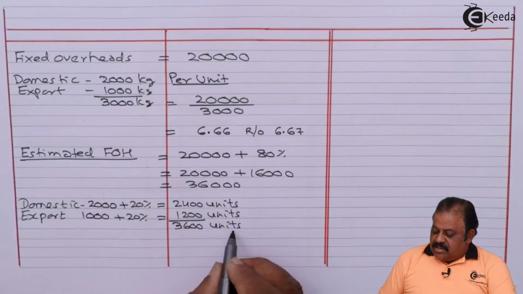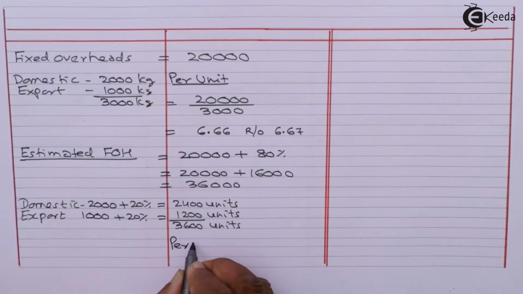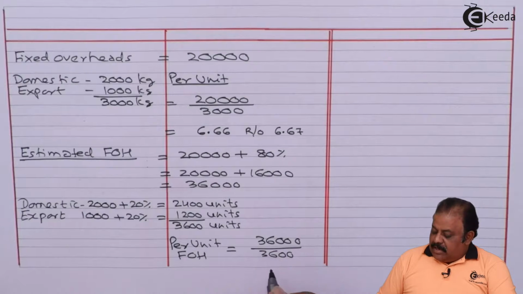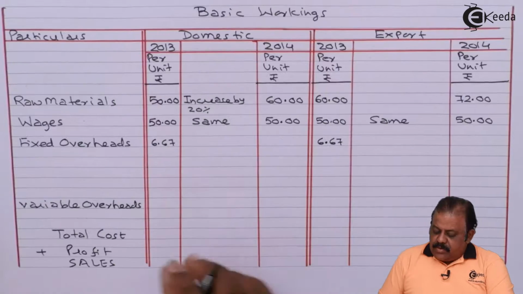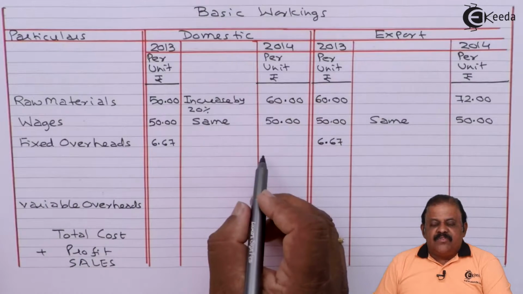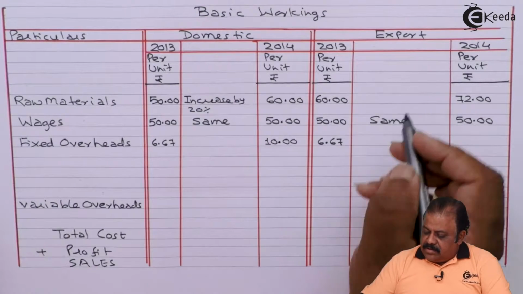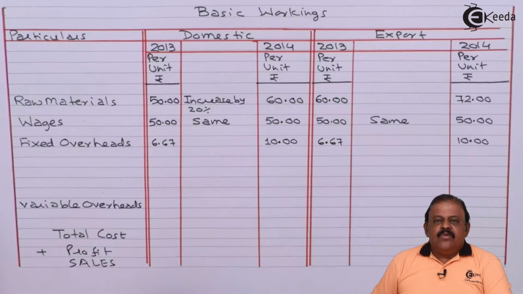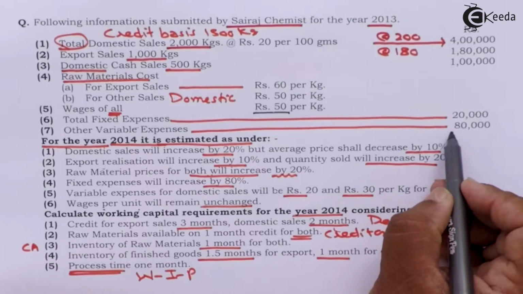Total units 3600 units. We can calculate per unit fixed overheads. 36,000 divided by 3600, it is rupees 10 per unit. So fixed overheads estimated for 2014 per unit 10 rupees. In case of export also, it will be rupees 10 per unit. Other variable expenses for current period is 80,000.